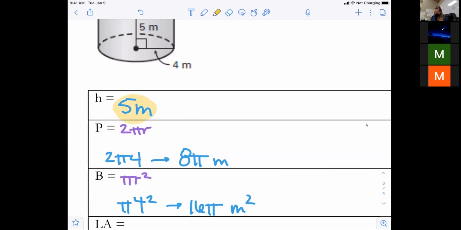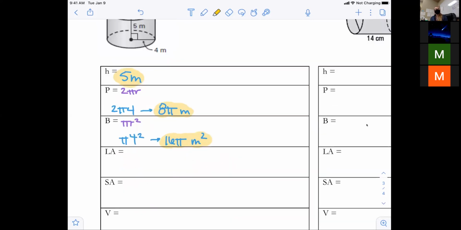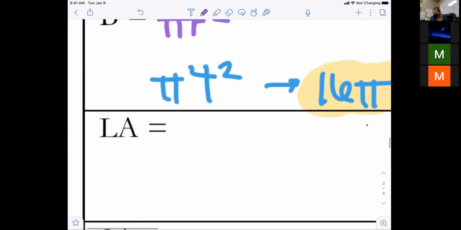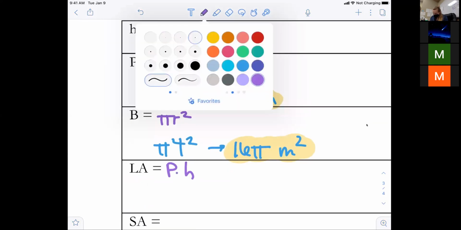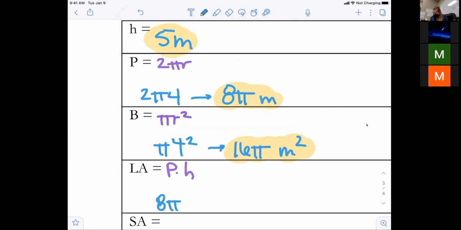So take a second, make sure you have all 3 of these. Make sure you understand how I got them or you got them. Anybody have any questions on these 3? Okay. The reason I always pause after these 3 is I have to use them for everything else. So if you don't have the height right or the base right, then it's going to be a long rest of the problem for you. All right, so LA, reminder, LA is P times H. So I'm just going to take my P, which is 8 pi, times H, which is 5. So 8 pi times 5, it's going to be 40 pi meters squared.